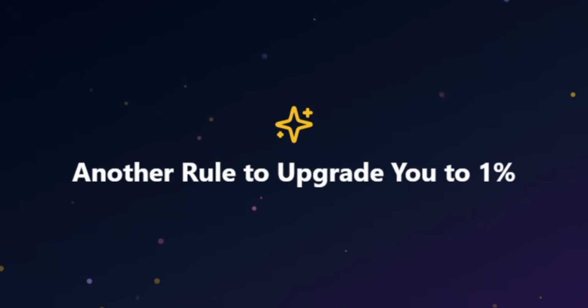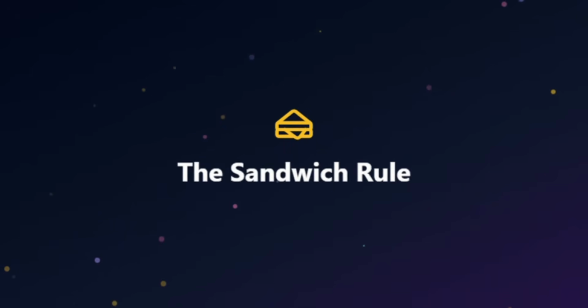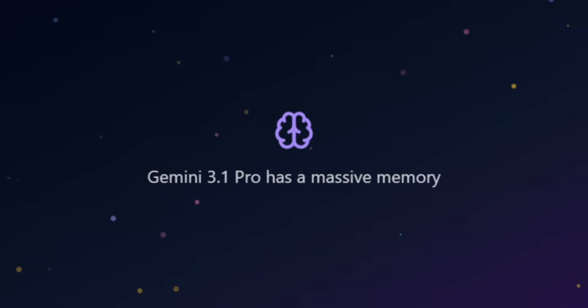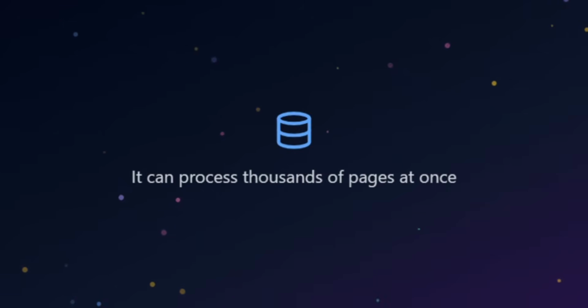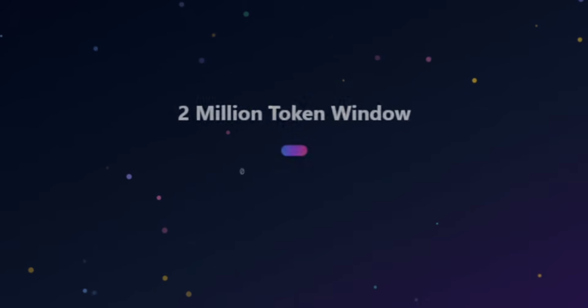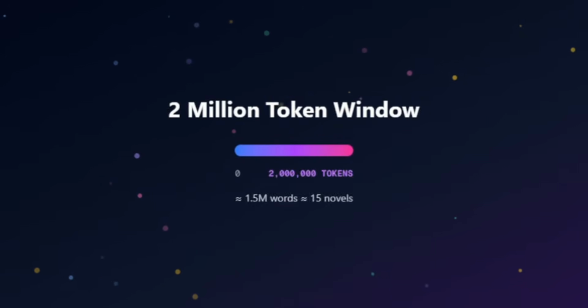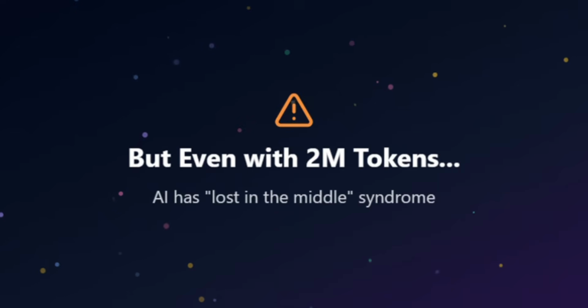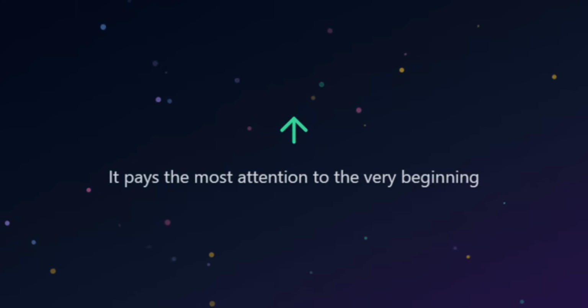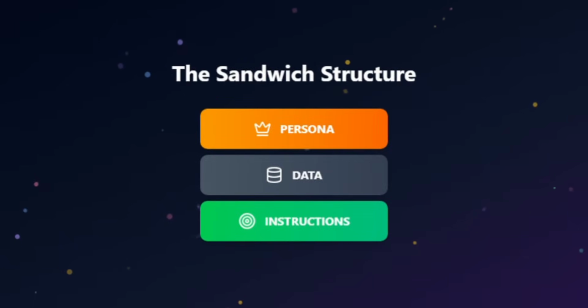Now, another rule that will upgrade you to the 1% is the sandwich rule. Gemini 3.1 Pro has a massive memory. It can process thousands of pages at once. But even with a 2 million token window, AI has what we call lost in the middle syndrome. It pays the most attention to the very beginning of your prompt and the very end. So here is how you sandwich your prompt for the perfect results.